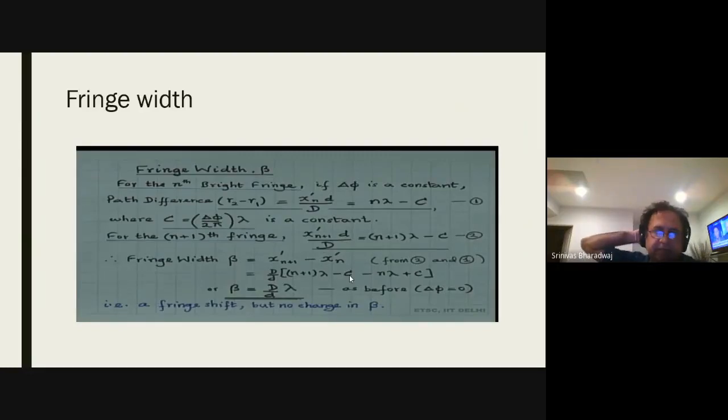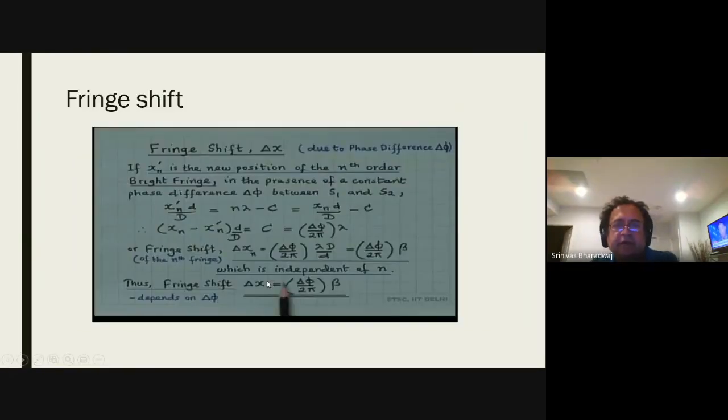So the path difference is based on this other term. And what is the fringe width? The fringe width is the distance between the bright fringes. The distance between the n plus 1 fringe and the nth fringe is lambda D by d. Keep that in mind. That is an important fact you must remember for Young's double slit experiment.